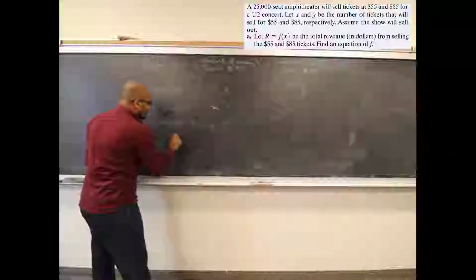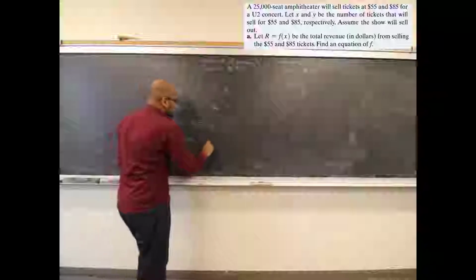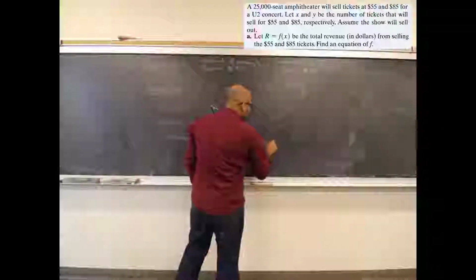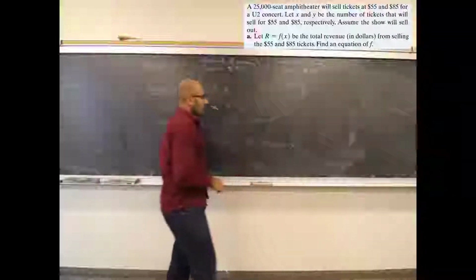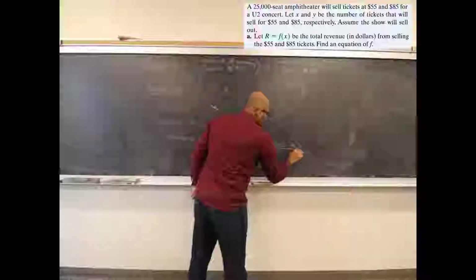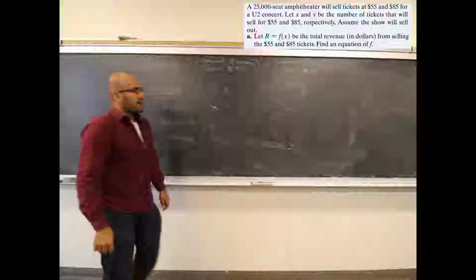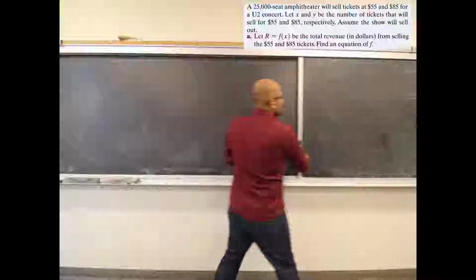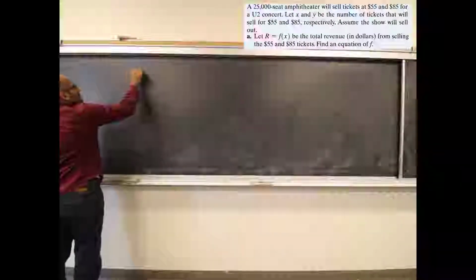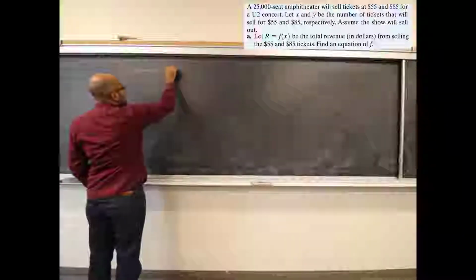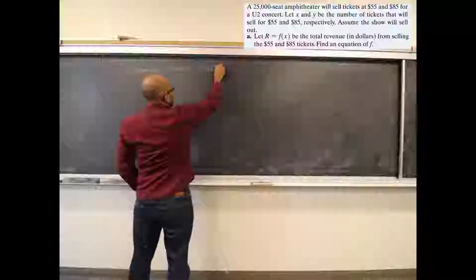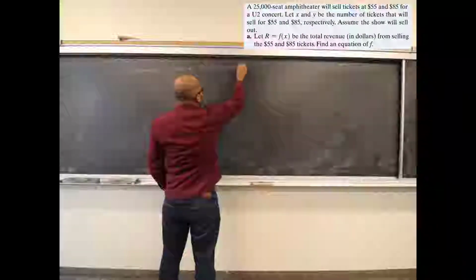Okay. So then I'll get that the revenue is equal to 55x plus 85, and then instead of that y, I'm going to write 25,000 minus x. Where this is the y. Y equals 25,000 minus x. Good. Need some room anyway. So let me scoot that over there. So we have that the revenue is equal to 55x plus 85 times 25,000 minus x.